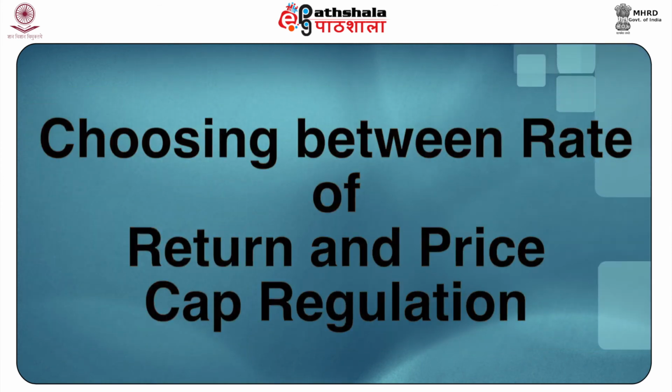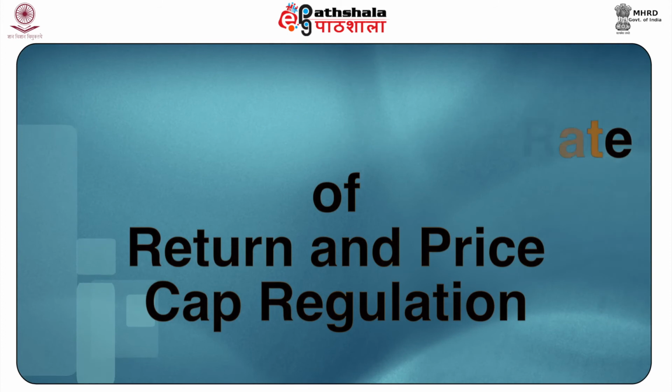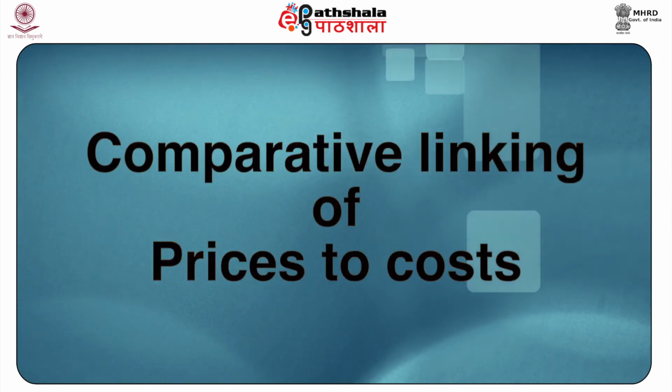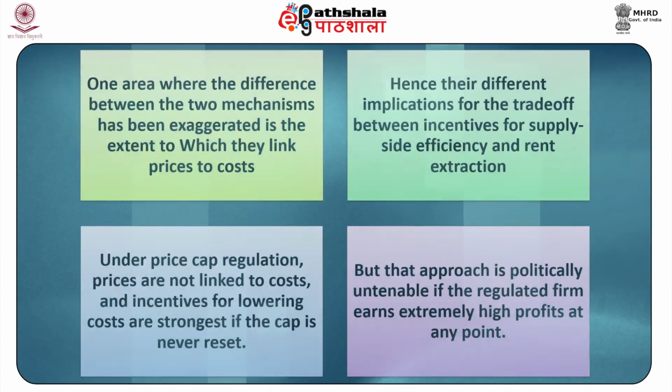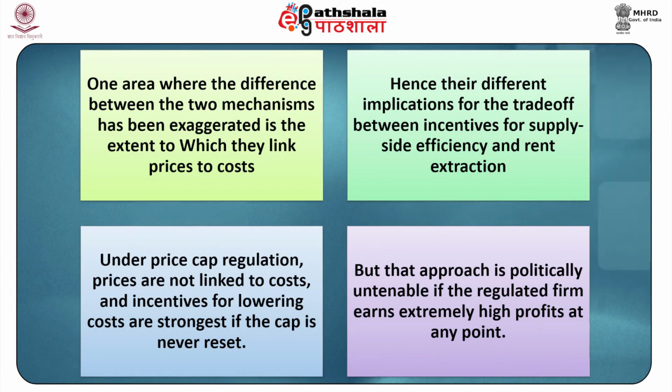Next, choosing between rate of return and price cap regulation. From a public policy perspective, the choice between rate of return and price cap regulation is an empirical question. Comparative linking of prices to cost. One area where the difference between the two mechanisms has been exaggerated is the extent to which they link prices to cost, and hence their different implications for the trade-off between incentives for supply side efficiency and rent extraction.